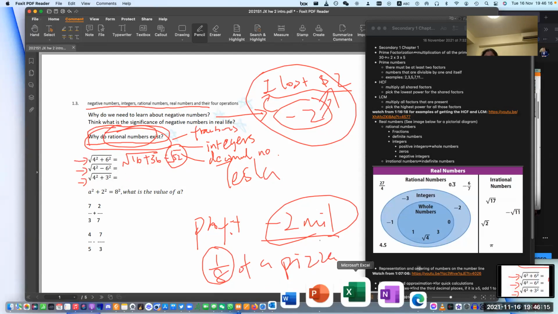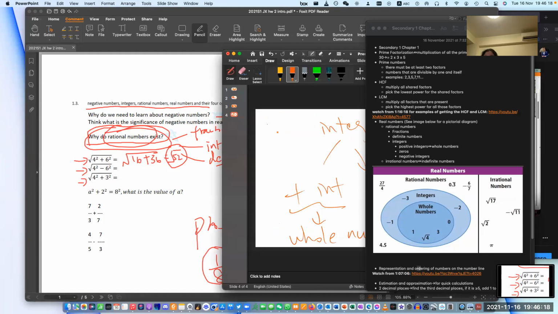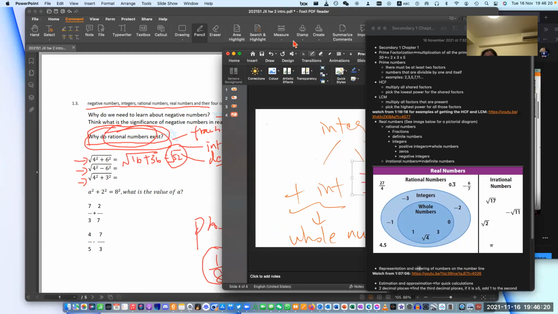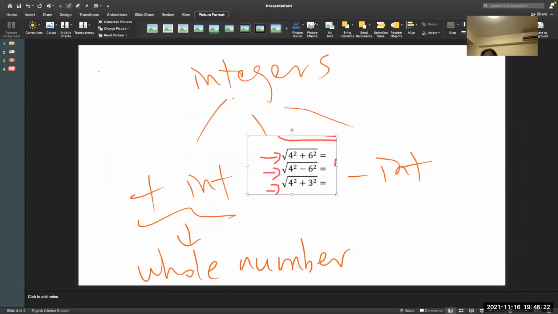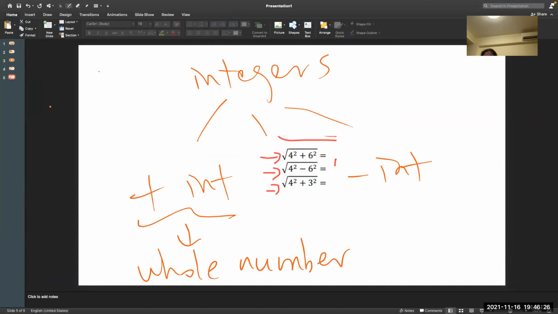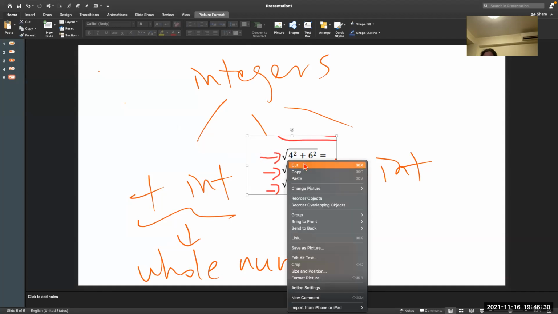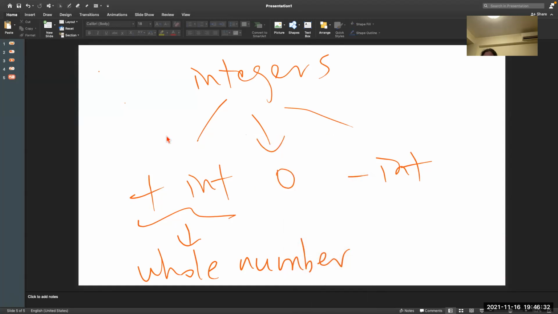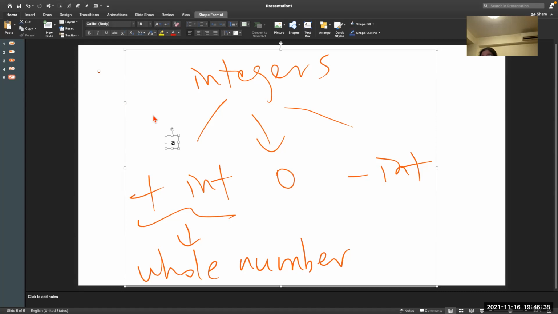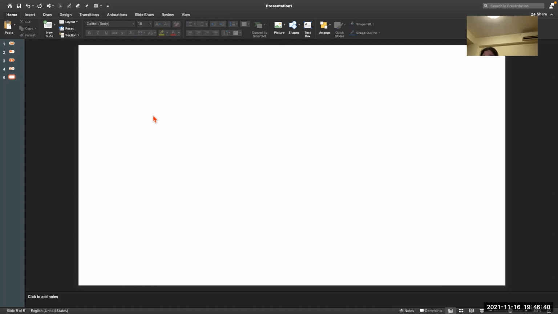Let me get this into the PowerPoint, so it's easier for me to have more space to work with. All right, good. So let me just duplicate this. Okay, good. So let me just cut this. Copy, paste.